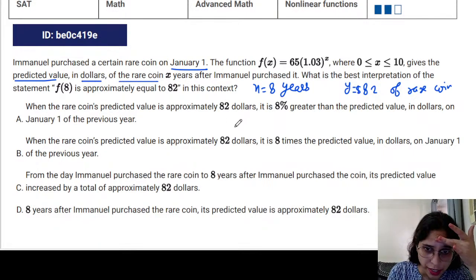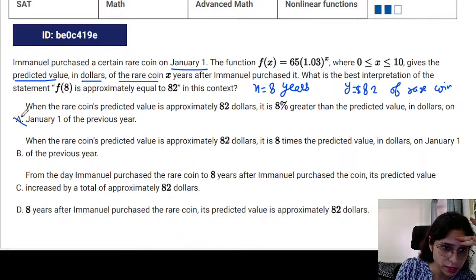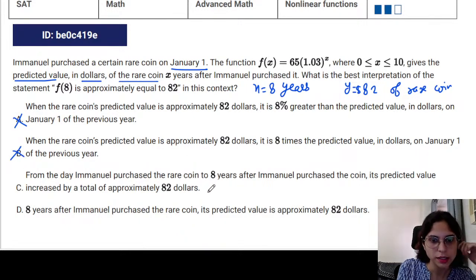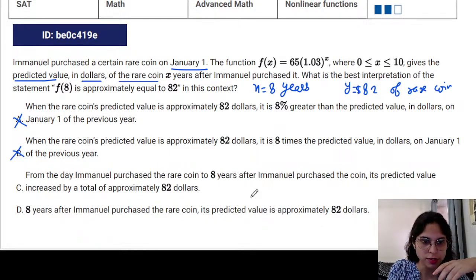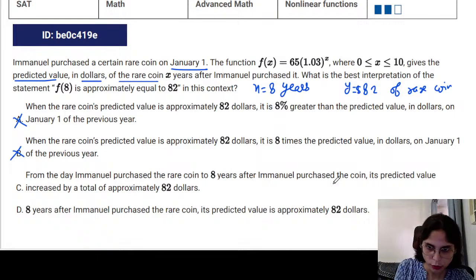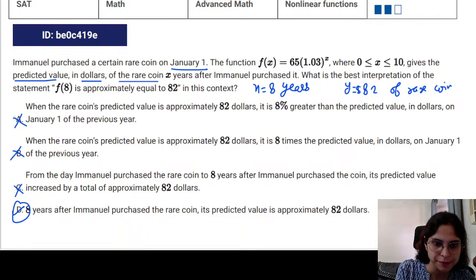So it has to be 8 years. So wherever you don't see 8 years, you just cancel all those options. Yeah, you're seeing 8 years, you're seeing 8 years. Okay, fine. You're seeing $82, you're saying $82. So predicted value is $82. Over here, predicted value increased by $82, so this is not correct. This is the correct option, because it is not increasing by $82. It is actually $82 after 8 years.